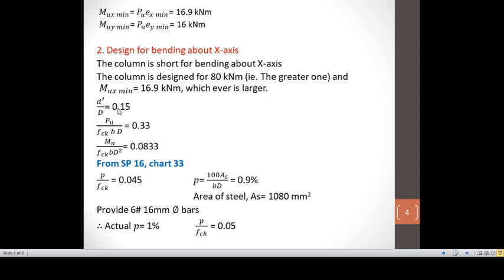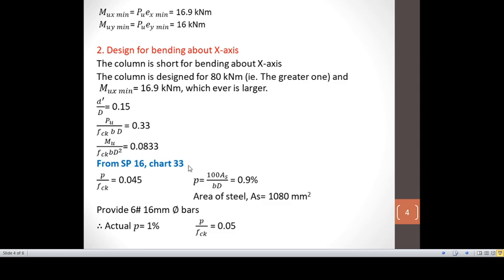So our procedure is, I have calculated d dash by d, where d dash is the effective cover and d is the depth of the column. I have obtained the value as 0.15. So for a rectangular section with d dash by d equal to 0.15 and fy equal to 415, I will be choosing chart number 33 of SP16. To use the chart, I have calculated Pu by fck bD and Mu by fck bD square. The values are obtained as 0.33 and 0.0833 respectively.